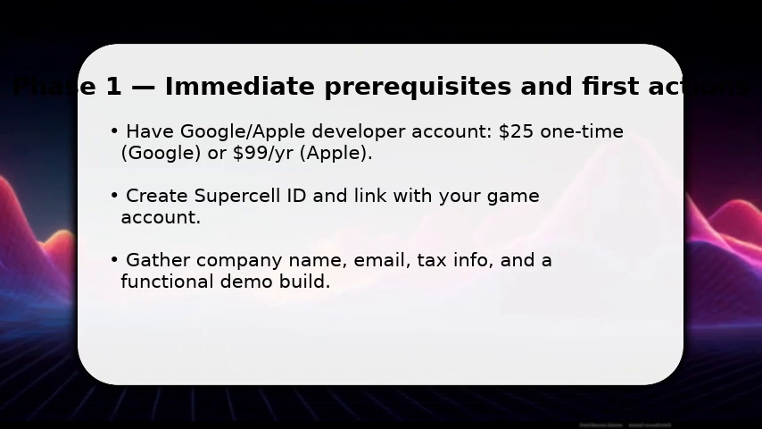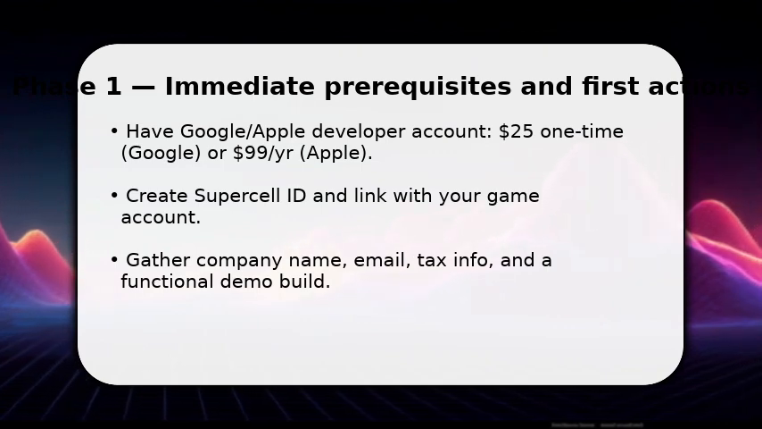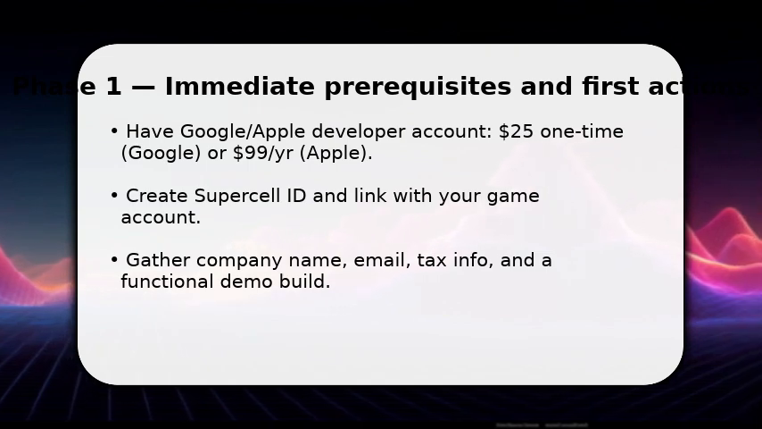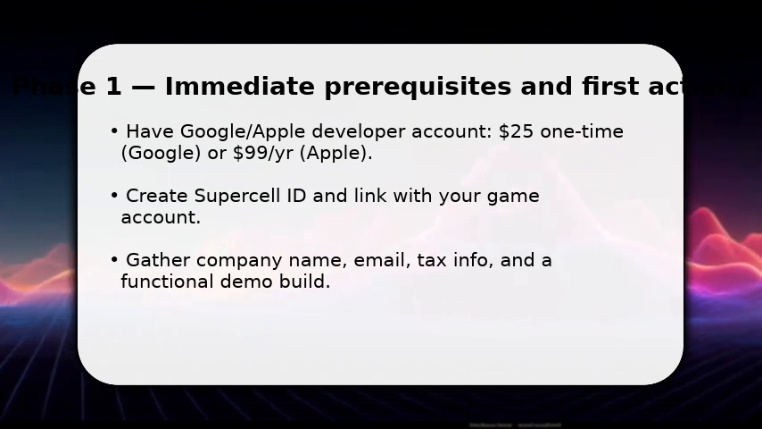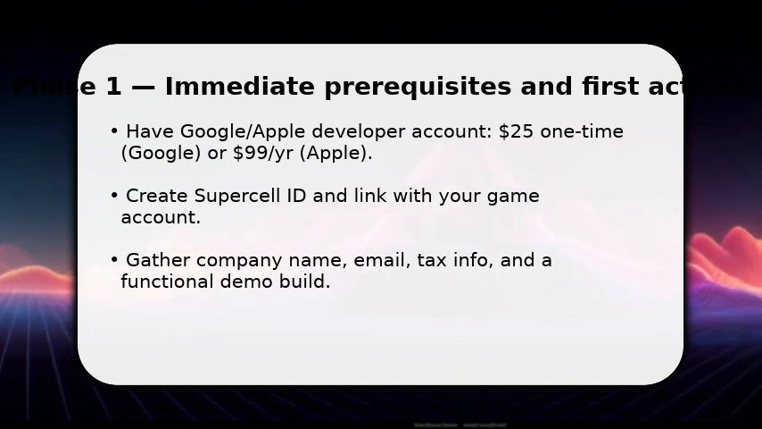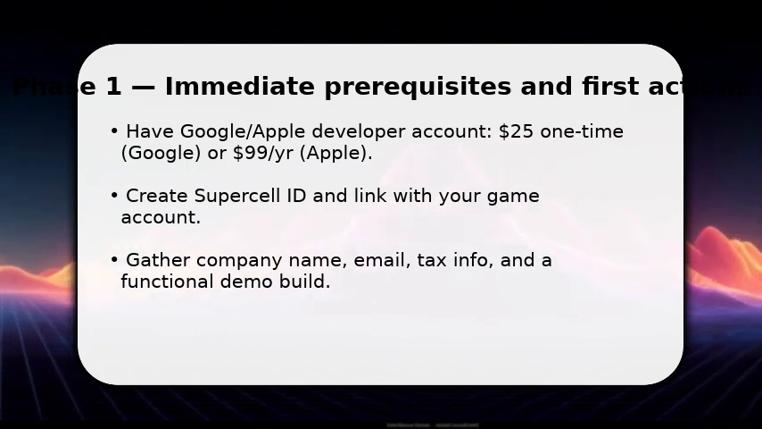Make sure you have a company name, contact email, and basic tax details ready. This speeds validation. Also prepare a working APK or IPA demo build. It proves you can deliver. These first steps unlock the application path you'll follow next.